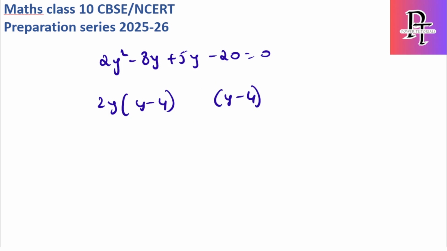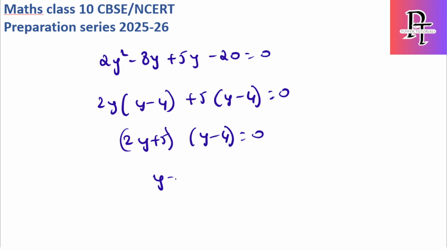Then I'll see which is common for y, which is y plus 5 is equal to 0. So (2y plus 5) into (y minus 4) is equal to 0. So the y values are minus 5 by 2, which is minus 2.5, and 4. Minus cannot be the value for age, so the y value is 4. Therefore the daughter's current age is 4.